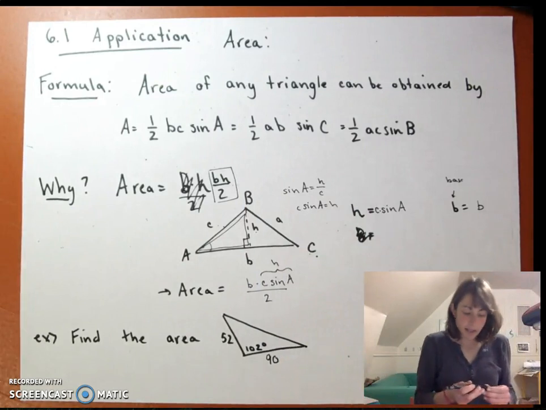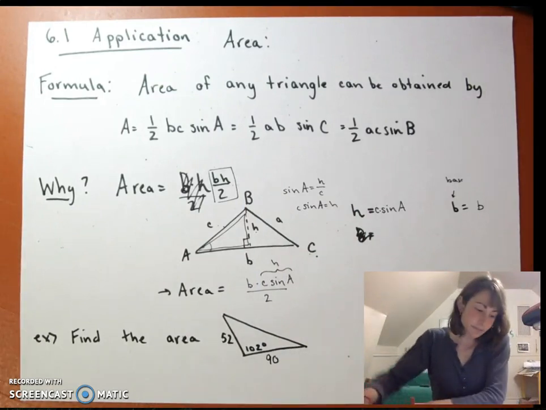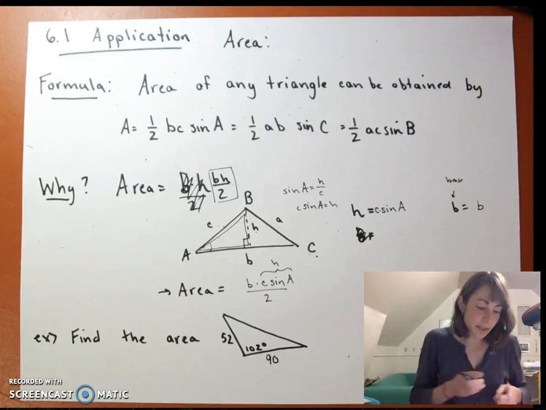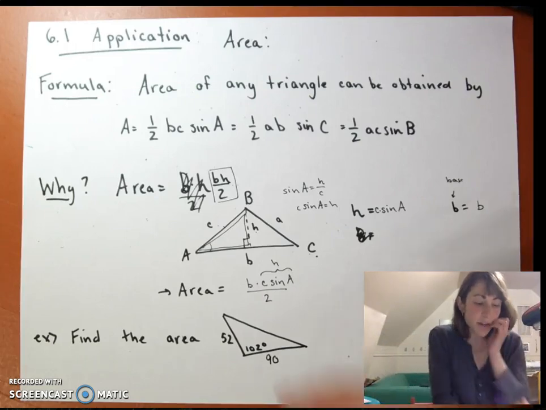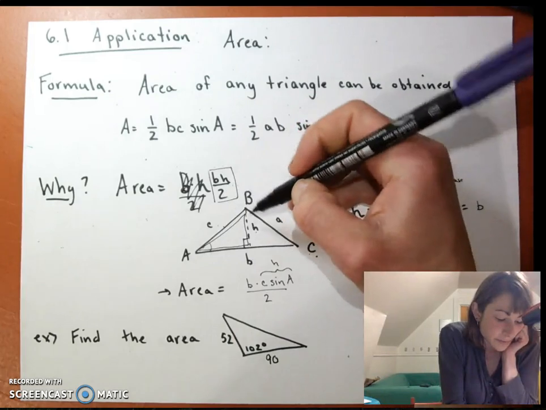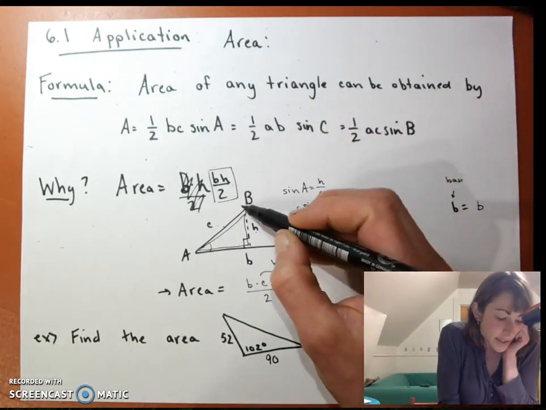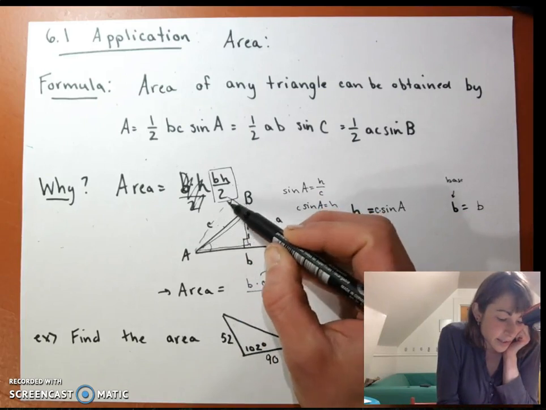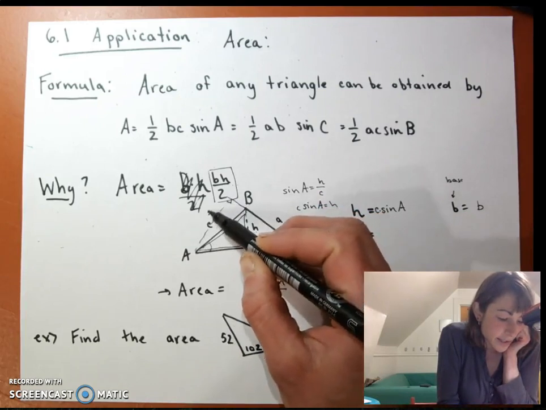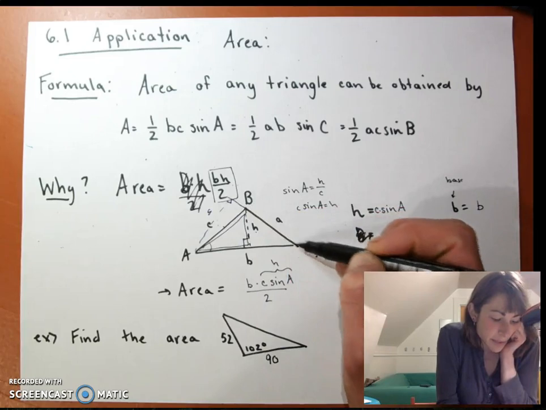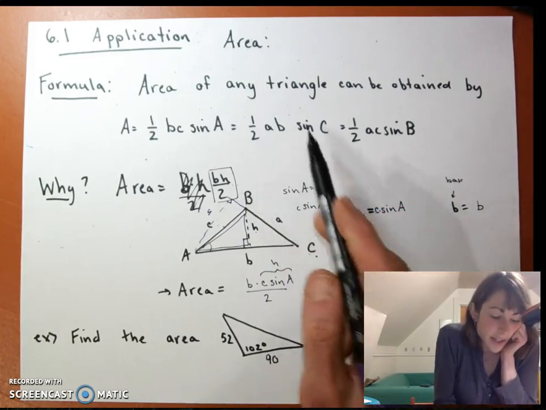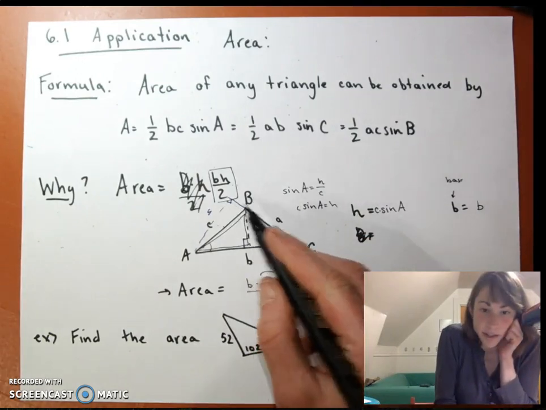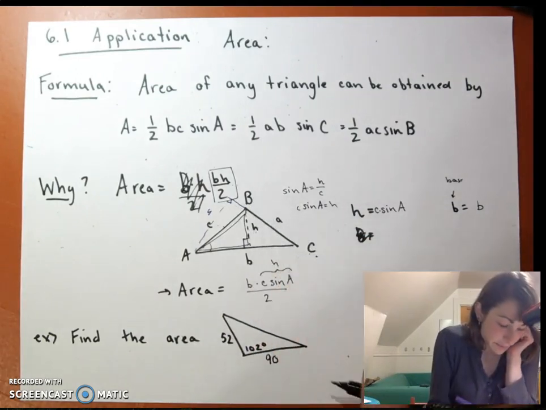If I wanted to get this piece, well, I would look at a different part of the triangle. So let's see, for sine C, I would look at the height as this, and then my base would be A. So I can get the other ones by just flipping the triangle and drawing in different heights and considering a different length to be my base.